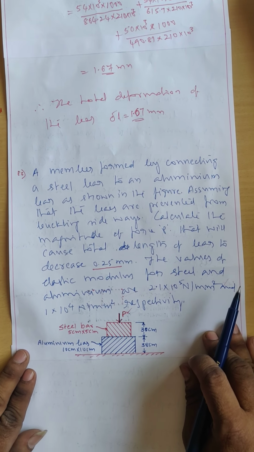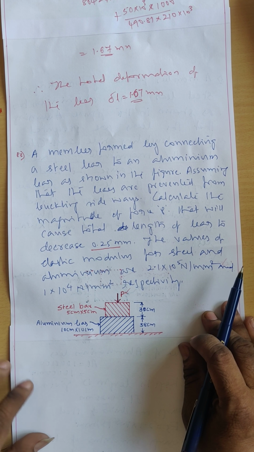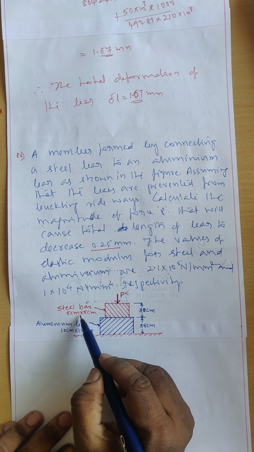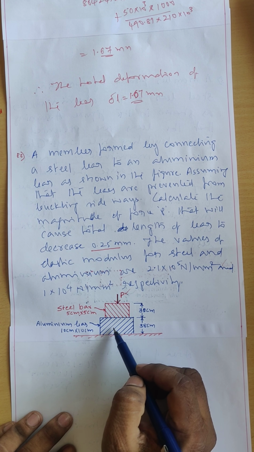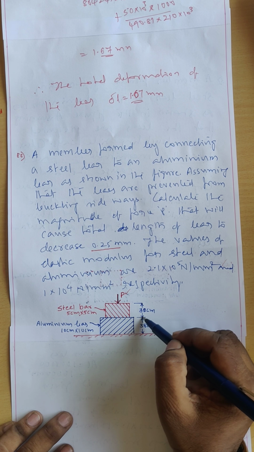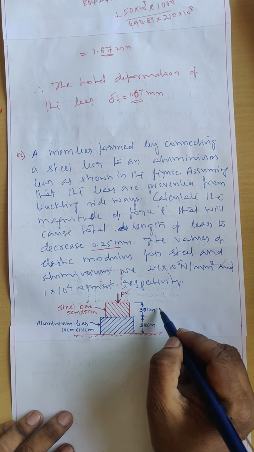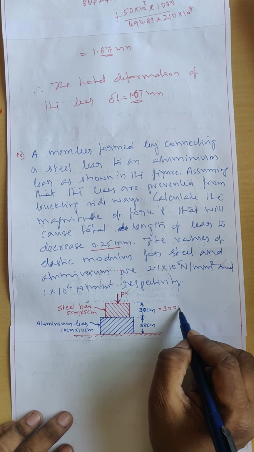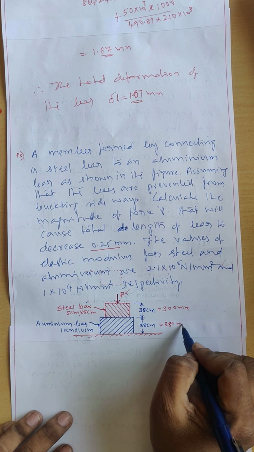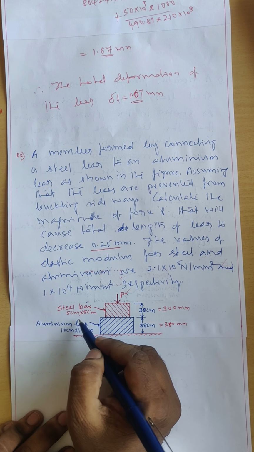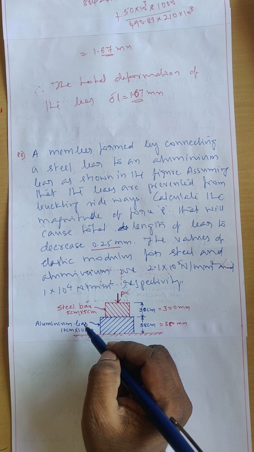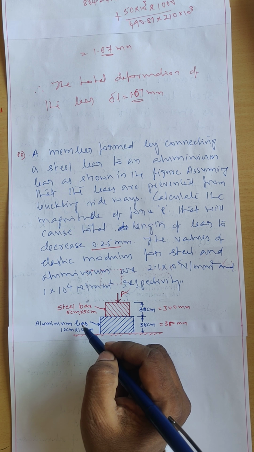Here the sketch is given. This is the steel bar. The cross section is a square bar, 5 cm by 5 cm. This is the aluminium bar, 10 cm by 10 cm. This depth is 30 cm, and this depth is 38 cm. 30 cm means 300 mm, 38 cm means 380 mm. The cross sectional area, 5 centimeter means 50 mm by 50 mm.